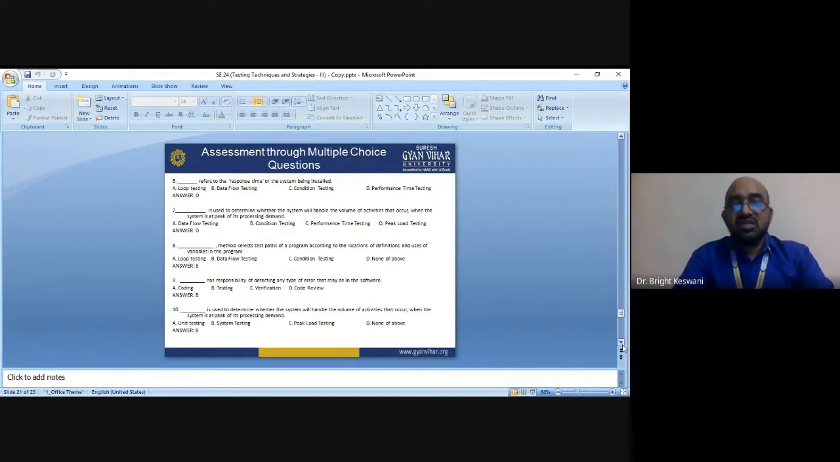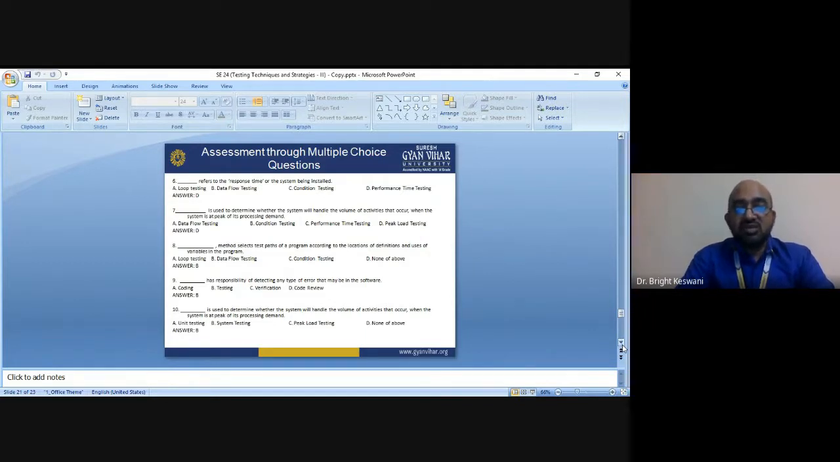The sixth question: dash refers to the response time of the system being installed. The options are loop testing, data flow testing, condition testing, and performance time testing. The answer is performance time testing, D is the answer. Time testing refers to the response time of the system being installed.